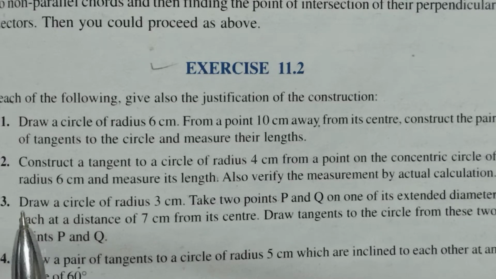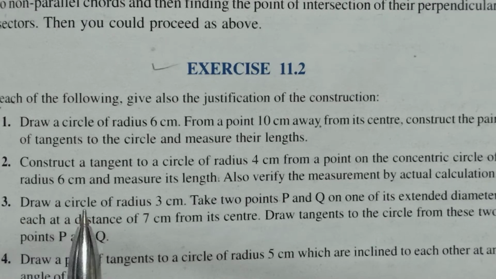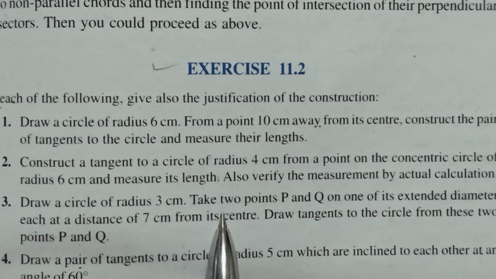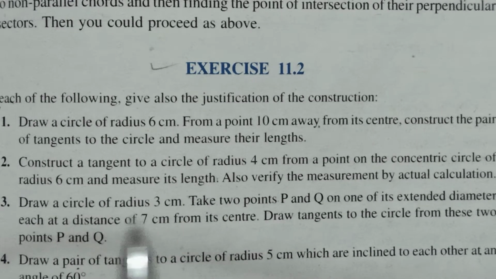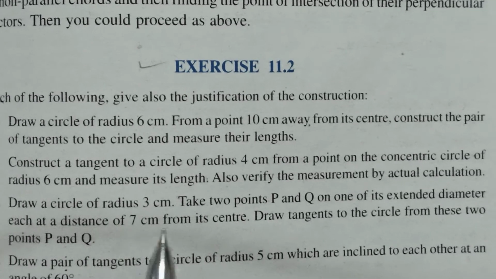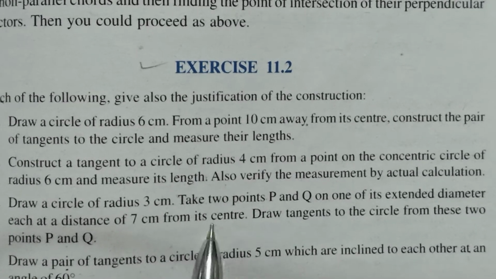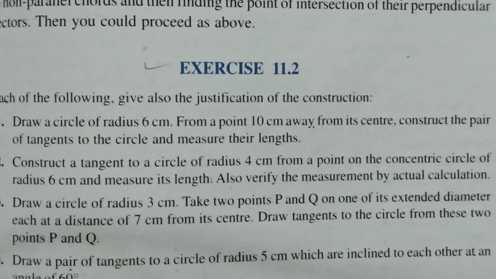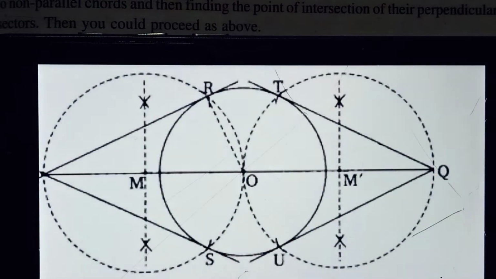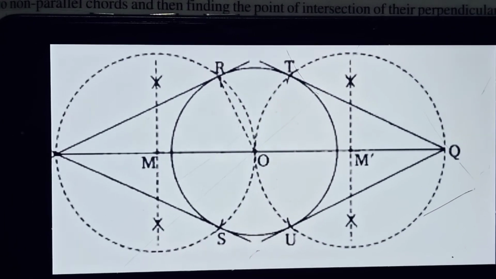Class 10 construction question number 3. Draw a circle of radius 3. Take 2 points P and Q on one of its extended diameters, each at a distance of 7 cm from the center. Draw tangents to the circle from these 2 points P and Q. I'll send you the written solution also, but right now I'm just explaining in short the steps of how you're going to perform that construction.